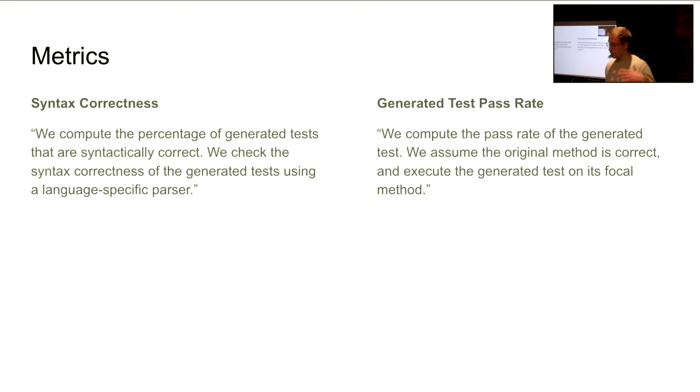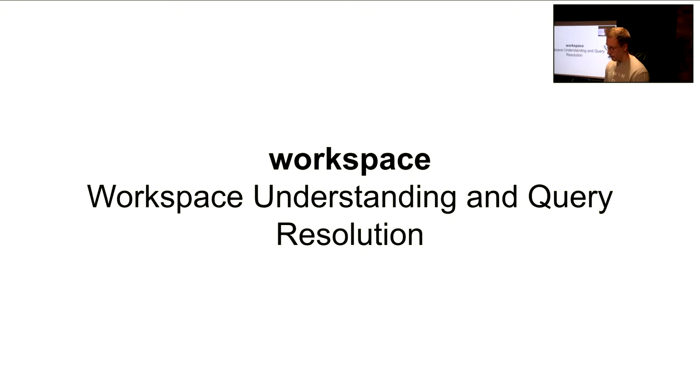So we assume the original method is correct, and then execute the generated test on that. For this one, I felt like, yeah, it's better than nothing, but here we can also see why we would get false positives, right? Because you could have a test that doesn't actually test anything. It's just always green, no matter what.